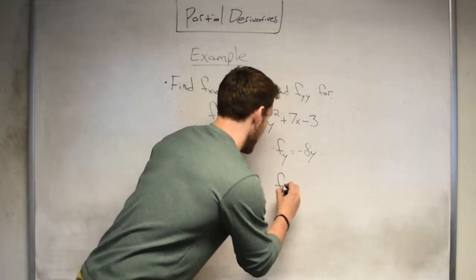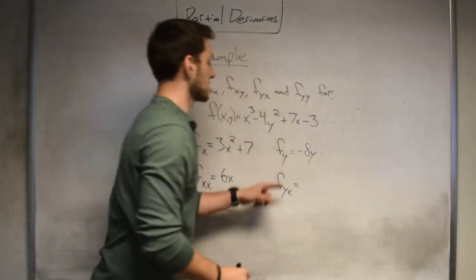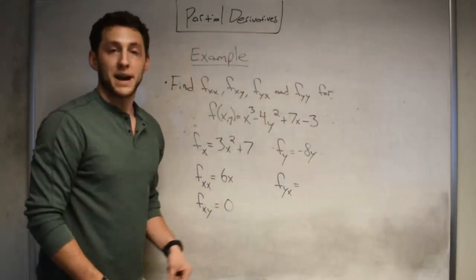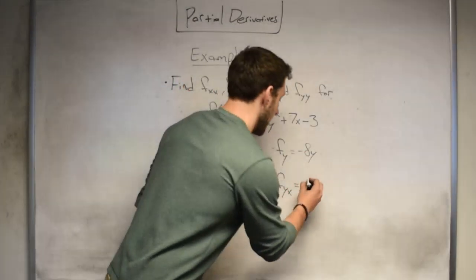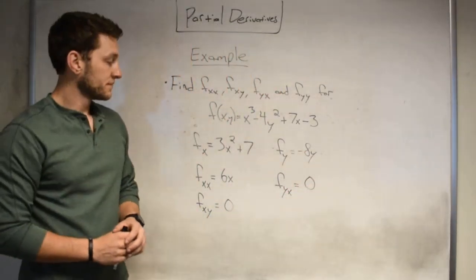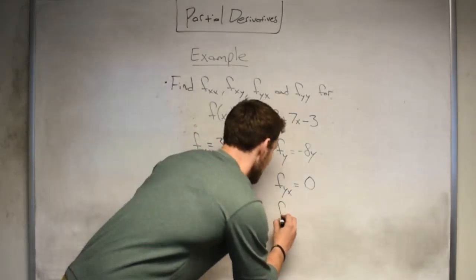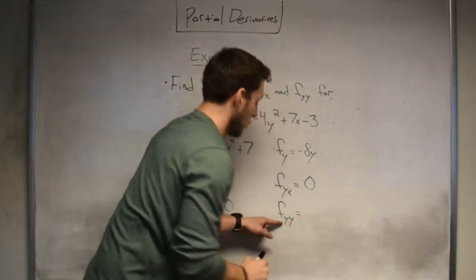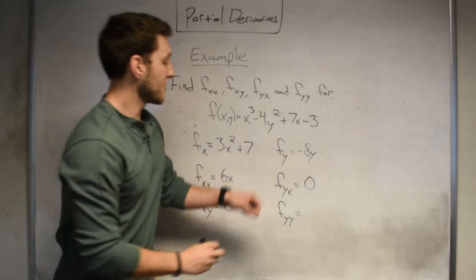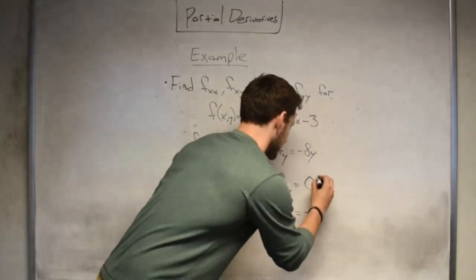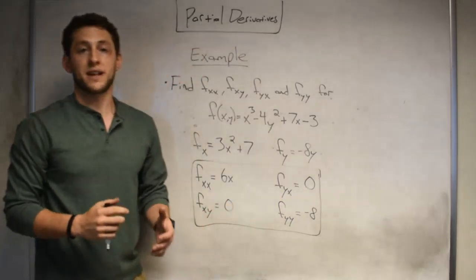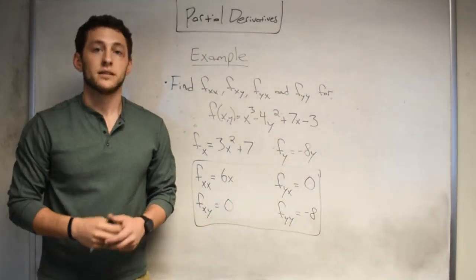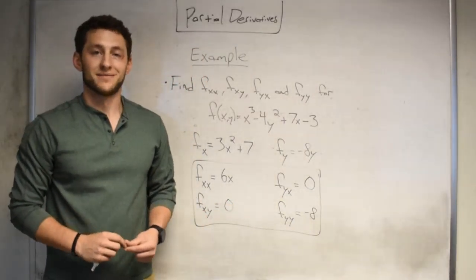Finding f sub yx, meaning deriving f sub y with respect to x, as there are no x's present in this, I also get 0. Last but not least, deriving f sub y with respect to y gives me negative 8. These are my 4 second order partial derivatives. Let's do one more example to round out the day.